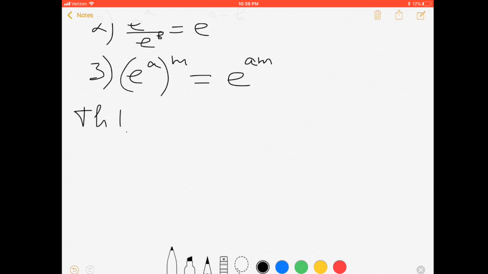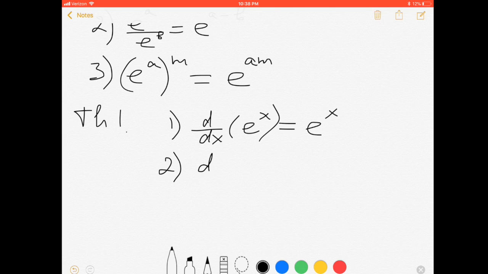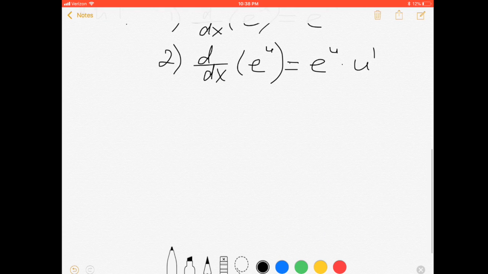Theorem 1. It tells us the derivative of the exponential function with base e is exactly the same function. And the second one: if you have e to the power u, the derivative will be e to the power u times u prime. As you can easily see, we need to prove only the first fact, because the second one follows from the first by using the chain rule.